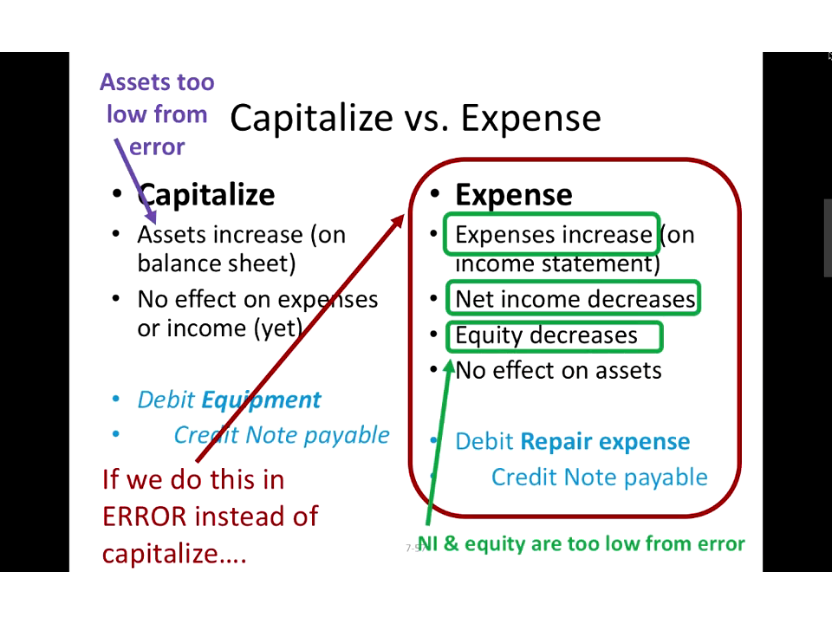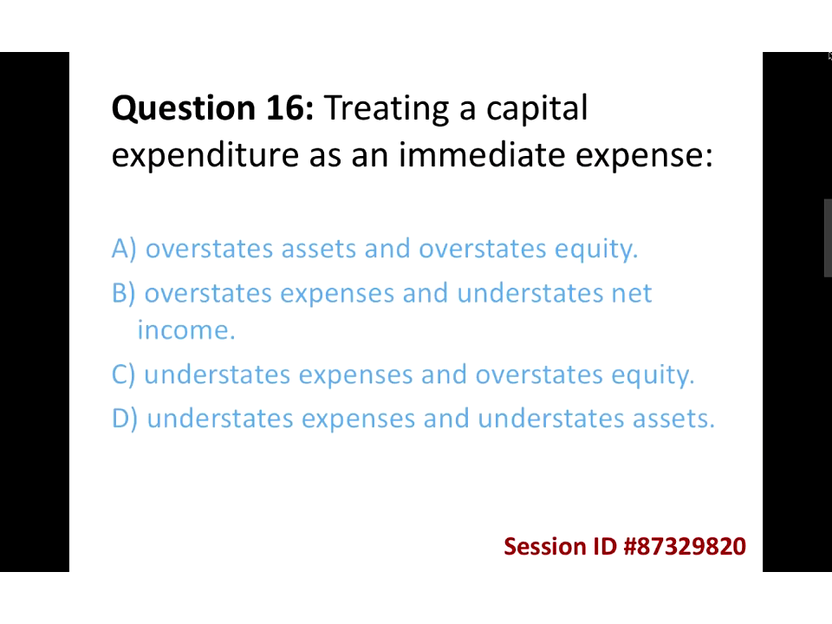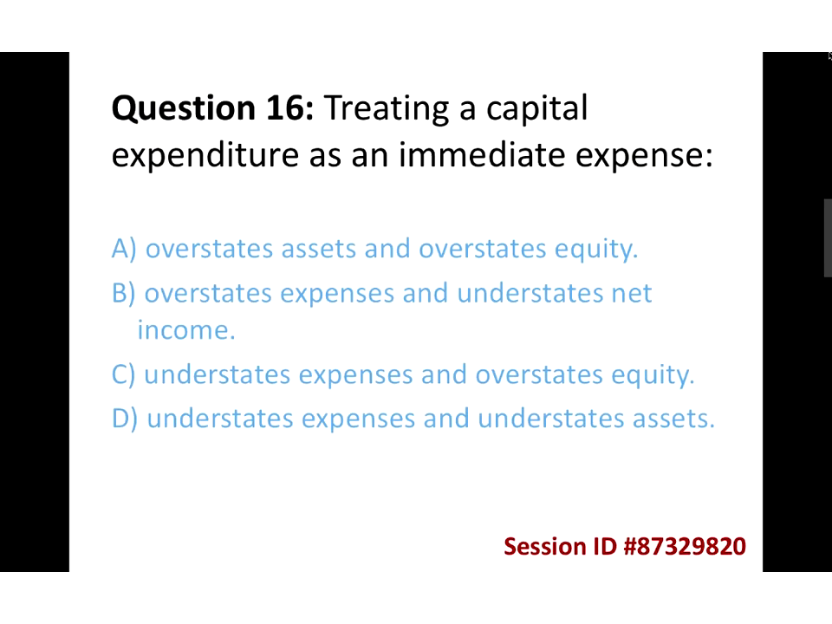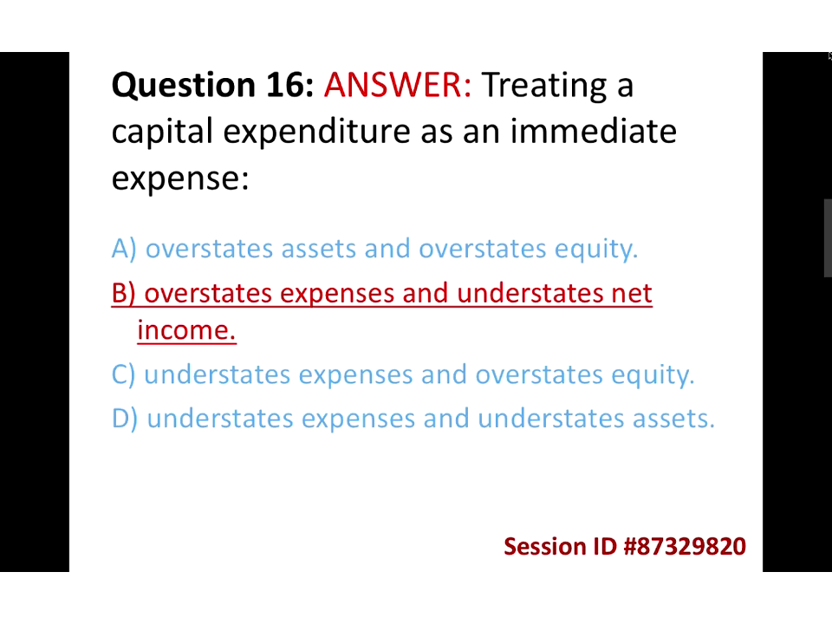Okay? So when we're looking at this question, when we treat a capital expenditure as an immediate expense, going back here, we have net income and equity too low because we expensed it. That's what happened. And we have assets too low. So treating capital expenditures as an immediate expense is going to overstate expenses, because we expensed it, so we had expense too high, and net income was too low, and that's understating net income.